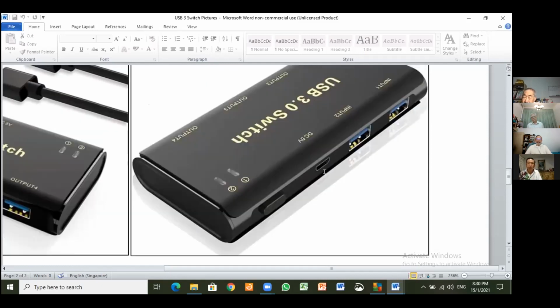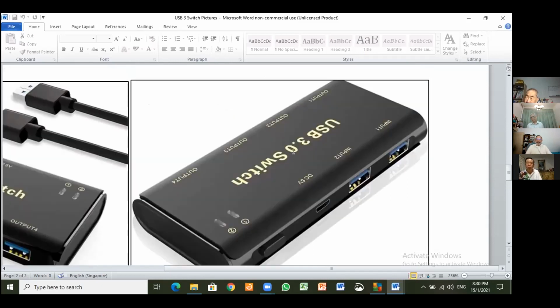Now, what is the advantage? You notice that normally when you want to share data, you can do it through wireless or another network, but this one is directly connected to your device, physically wired. All your output will go to either this one or this one. This DC 5 volt is the supply to power up the USB 3.0 switch box.